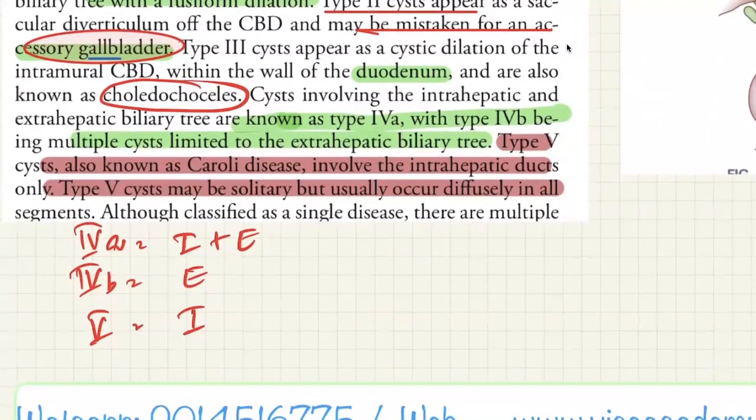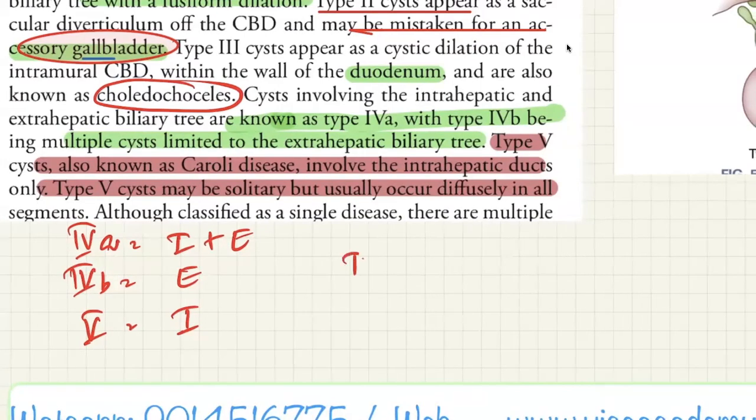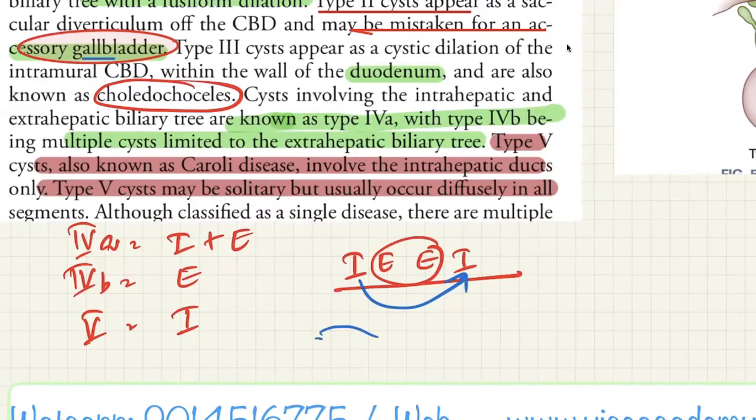So, as I had put up the MCQ, of which most of you had marked it wrong, the simple way to differentiate between 4A, B, and 5 is that if you can remember, arrange these alphabets. Type 4A is intra plus extra. Type 4B is extrahepatic. Type 5 is only intrahepatic. So if you arrange these alphabets in sequence, as you can see here, there are 2 E's lying between 2 I's. So in between the 2 I's, there are 2 E's.